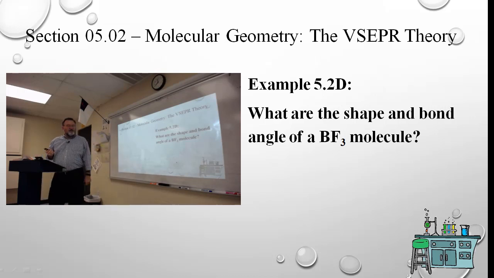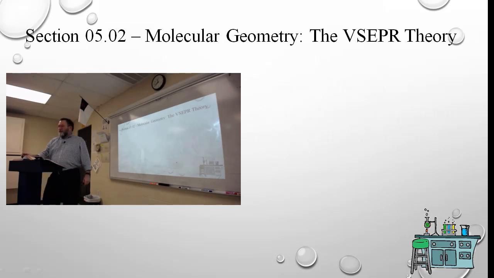5D, what's the shape and bond angle of a BF3 molecule? Let's think about this one for a minute. There's something you may not know, what they give you in the book, is that boron is an exception. It's a weird atom in the sense that it only wants to have 6 electrons in its valence shell. It's an exception to the octet rule. It wants 6. So knowing that it wants 6, boom. What is the two-dimensional Lewis structure for a BF3 molecule?